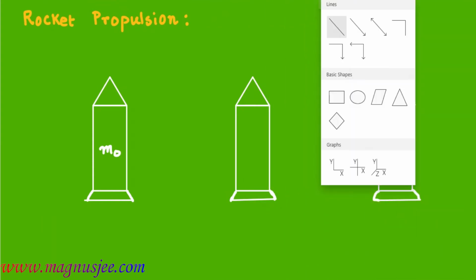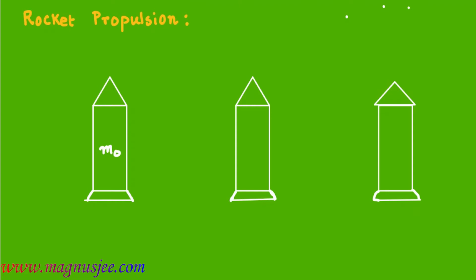Propulsion. In the diagram, three stages in connection with the motion of a rocket have been shown. M0 is the initial mass of the rocket, and the rocket is moving upwards with an initial velocity v0 at instant t equal to 0. At instant t equal to 0, the rocket is moving in a vertically upward direction with initial velocity v0, and m0 is the initial mass of the rocket at t equal to 0.